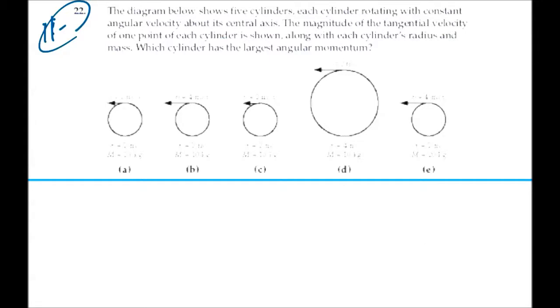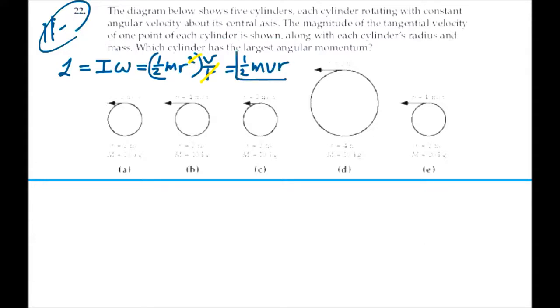In general, our angular momentum is going to be equal to the moment of inertia times the angular velocity. And for a cylinder, the moment of inertia is 1/2 mr squared. The angular velocity will be equal to the linear velocity at that point divided by the radius to that point, with one of these radii canceling out. This gives us 1/2 mvr. So that is going to be our angular momentum in general for these cases.